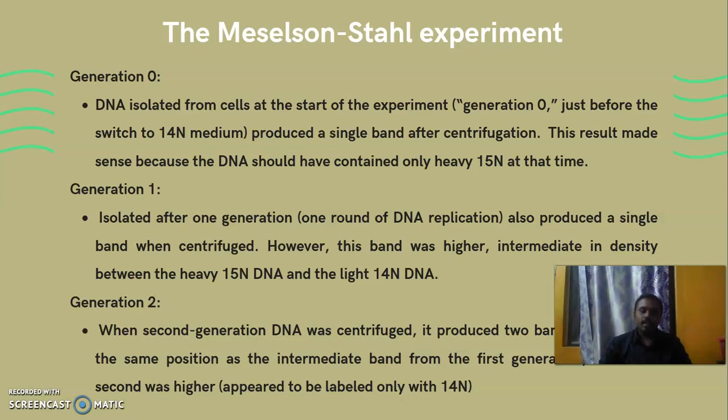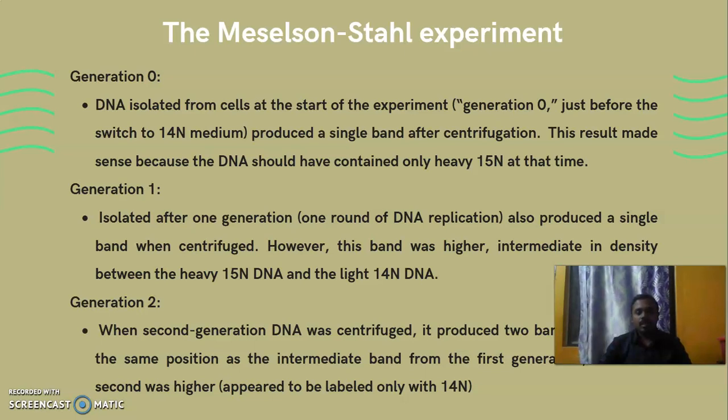The second is generation 1, the first generation after switching to the N14 medium. The DNA isolated after one generation, that is one round of DNA replication, produced a single band when centrifuged. However, this band was higher, intermediate in density between the N15 heavy DNA and the N14 light DNA. Now they got curious how this was happening, but actually this corresponded to one of the models of replication. I will say which model shortly. We will see what happened in the next generation.